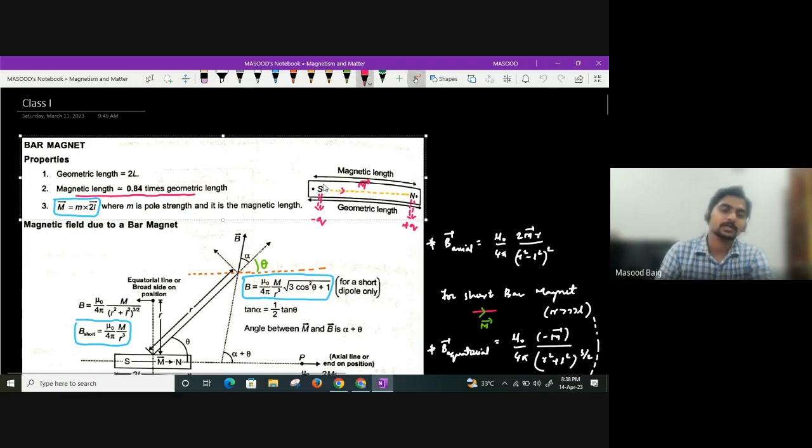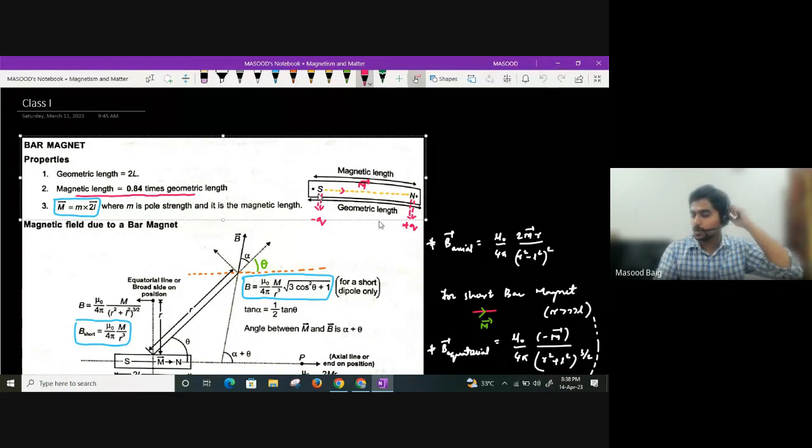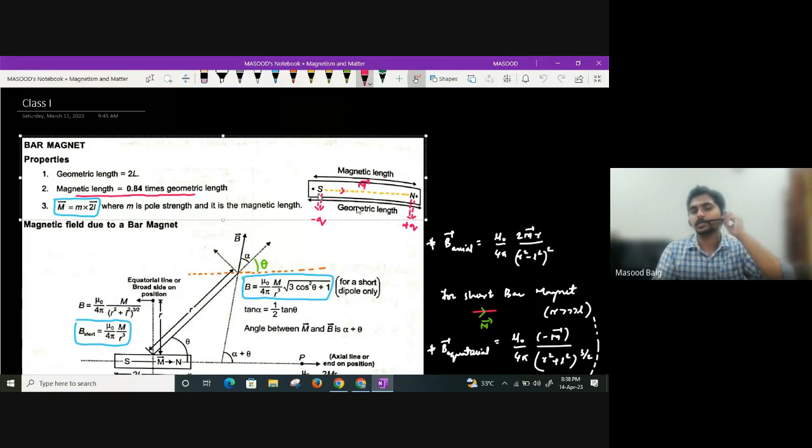Just like an electric dipole, the south pole will behave as a negative charge, the north pole will behave as a positive charge, and the magnetic length will be 0.84 times the geometric length. So magnetic dipole moment, just like we have electric dipole moment, which is directed from negative charge to positive charge. In the same manner, in a bar magnet, there is a physical quantity directed from south pole to north pole called magnetic dipole moment. It will be given as magnetic pole strength times magnetic length, guys.